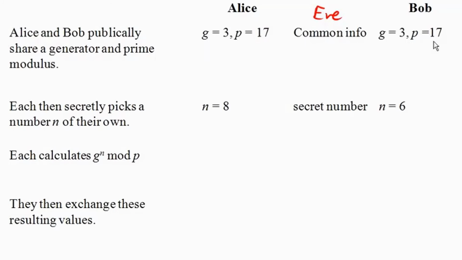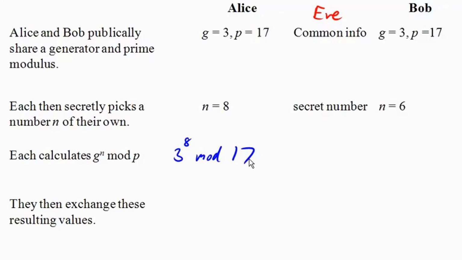So Alice and Bob start out by sharing a generator and a prime. These are shared information, and it's fine, and Eve is going to know what these are. Now, each of them is going to secretly pick a number of their own. So I'm going to have Alice pick 8 and Bob pick 6, but they could pick any number they want, and most importantly, only they know it. So neither Bob nor Eve knows Alice's number, and neither Alice nor Eve knows Bob's number. So Alice and Bob are now each going to compute generator to the n mod p. So in this case, for Alice, it's going to be 3 to the 8th mod 17.